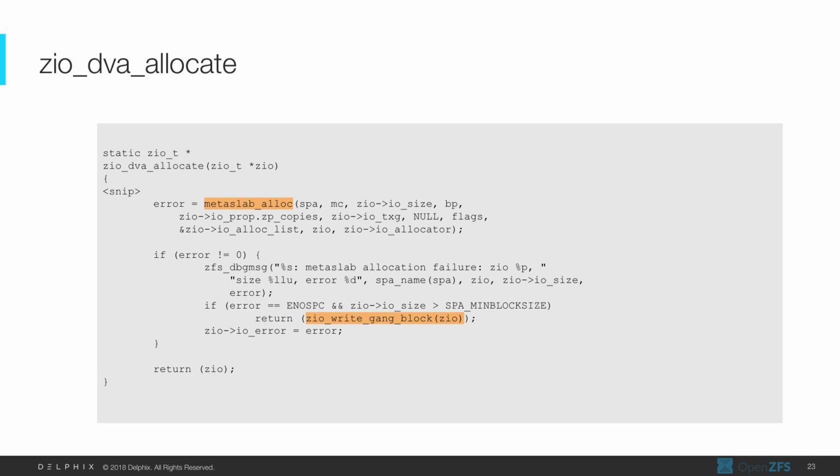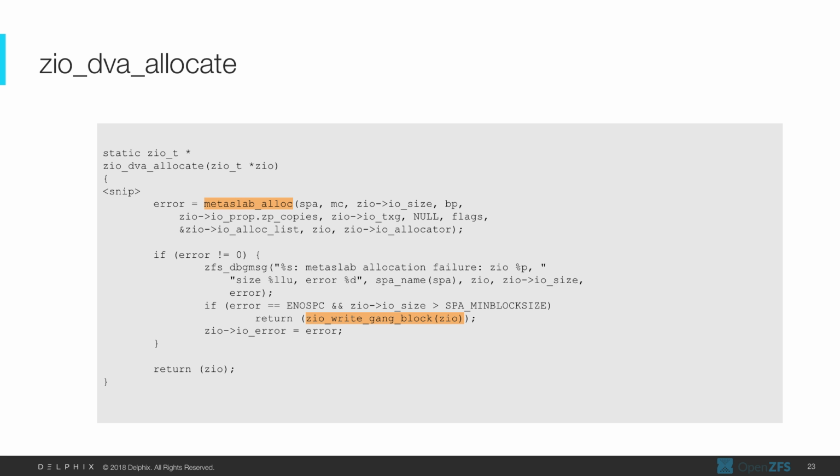So here's the allocate path. The allocate path will simply call metaslab alloc. It'll request the allocation that's associated with this IO. If that fails, this is where we're going to call the gang code. So when we have a failure, we'll call ZIO write gang block. ZIO write gang block will create gang children to go do this write again with smaller allocation units.